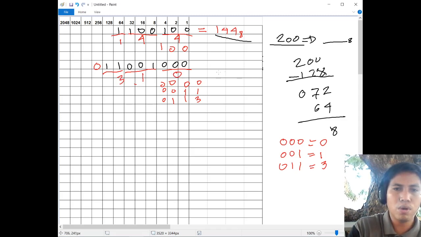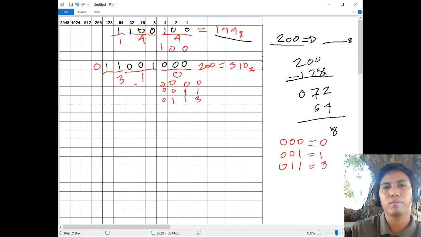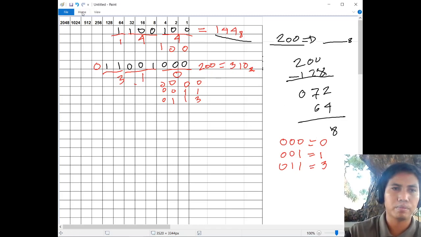So 200 is equivalent to 310 base of 8. Okay? Next, another example.